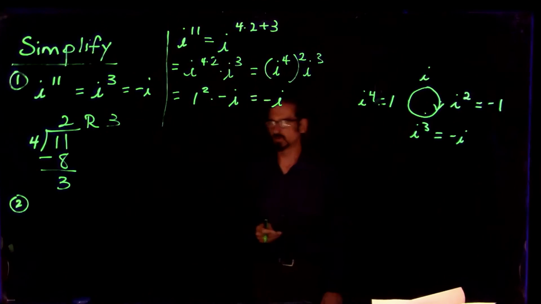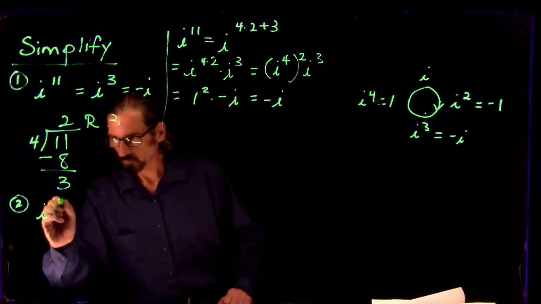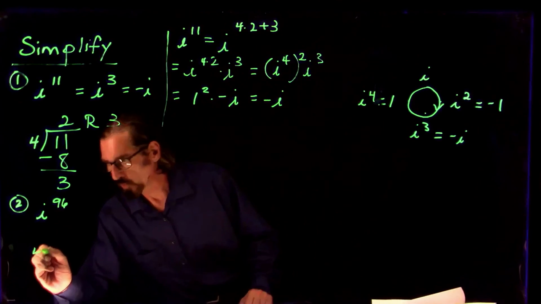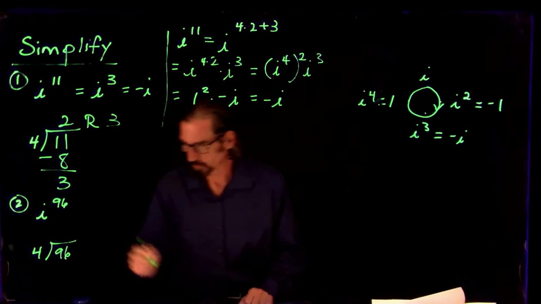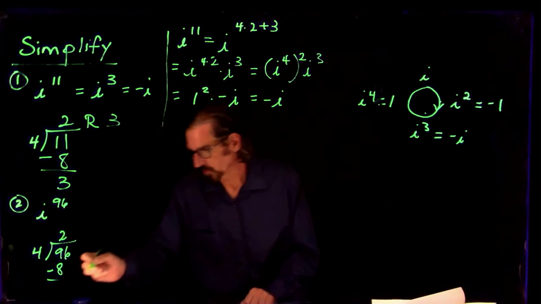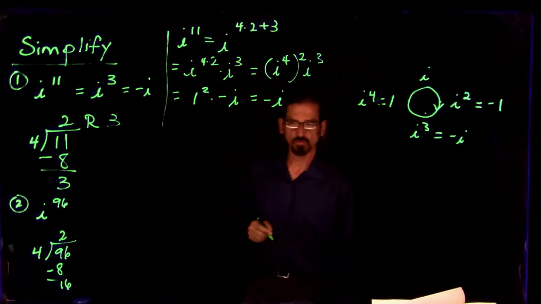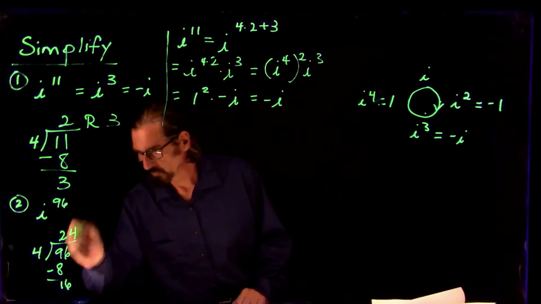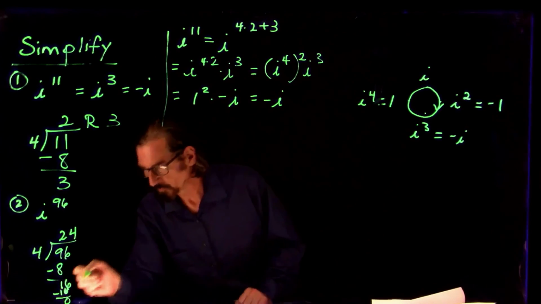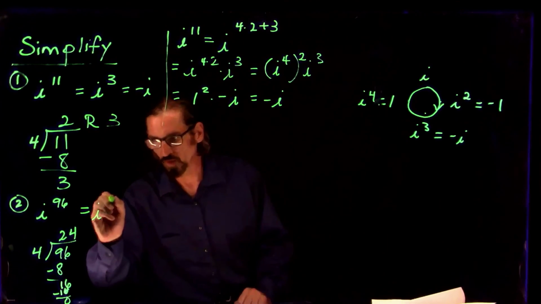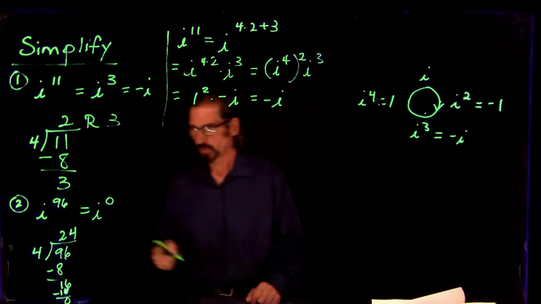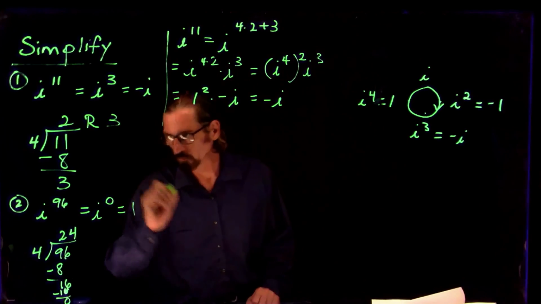Now simplify i to the 96th. Short approach here. How many times does 4 go into 96? Into 9 twice. 4 times 2 is 8. 9 minus 8 is 1. Going down to 6, 4 goes into 16 4 times. 4 times 4 is 16, so there's no remainder. i to the 96 is equal to i to the 0. Just like with real numbers, as long as it's not 0 to the 0, anything else to the 0 power is 1.